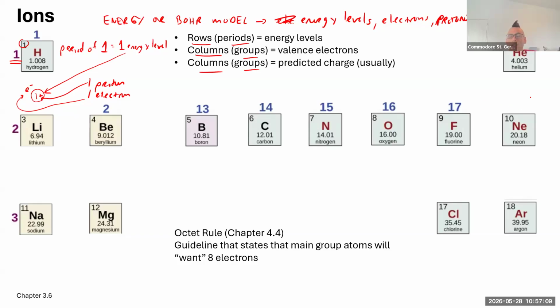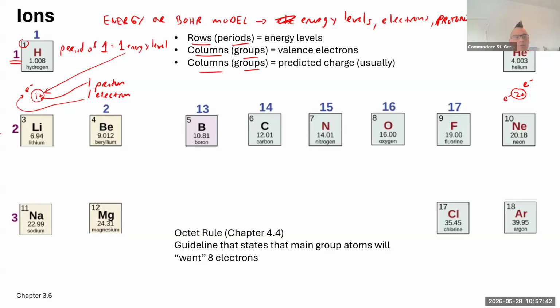Well, what's helium going to be? What period is helium in? Well, it's in the first period, the first row. So it's going to have 1 energy level. It's going to have an atomic number of 2, so it's going to have 2 protons. If it has two protons, it has two electrons.